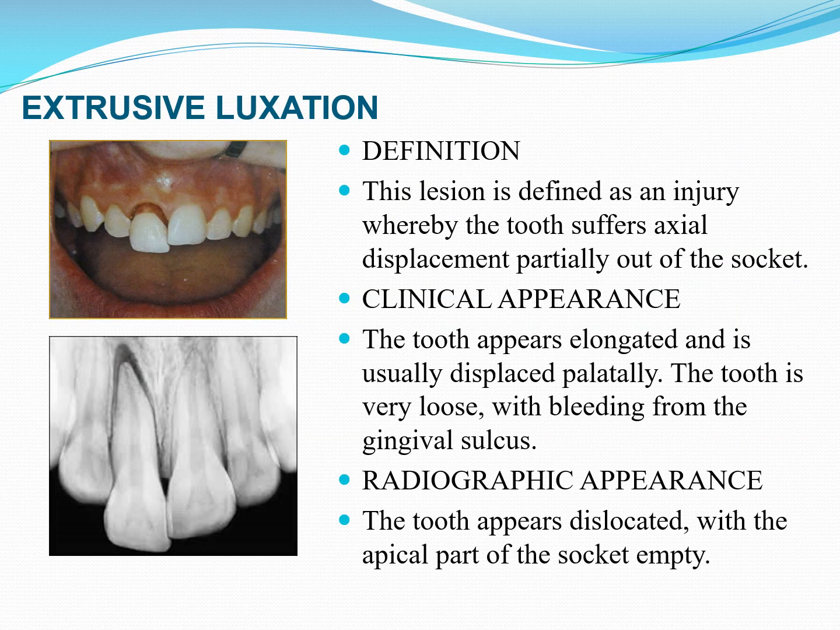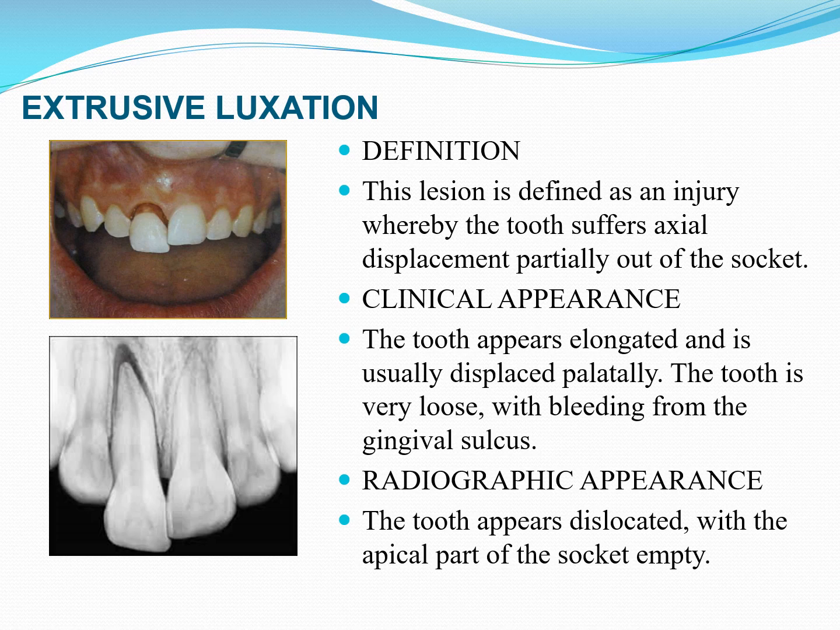Then the next one is extrusive luxation. This lesion is defined as an injury whereby the tooth suffers axial displacement, that means partially out of the tooth socket. So extrusive luxation is defined as injury to the tooth periodontal ligament where it causes axial displacement. That means partially out of the socket.